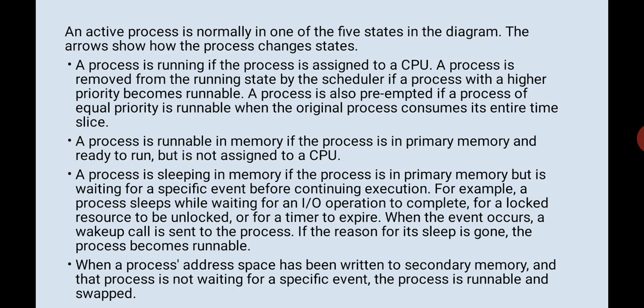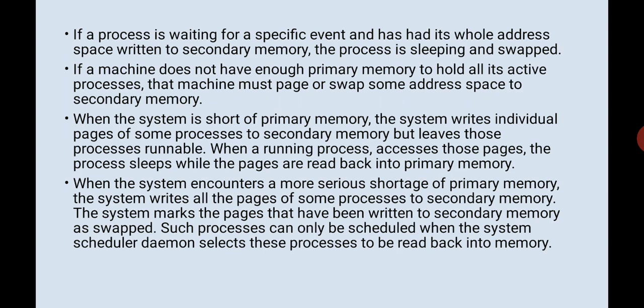Right? When the process address space has been written to secondary memory and the process is not waiting for a specific event, the process is runnable and swapped. If a process is waiting for a specific event and has had its whole address space written back to the secondary memory, the process is sleeping and swapped. So the difference between sleeping and runnable is this: if it is waiting, then it is in the sleeping state, and if it is not waiting, then it is in the runnable state, right? So that's the difference between the two. And if somebody else is requiring memory, then it will come out of the memory. So this is what is happening over here.